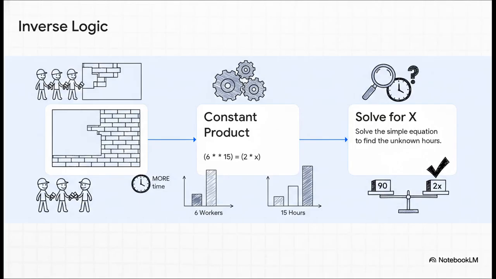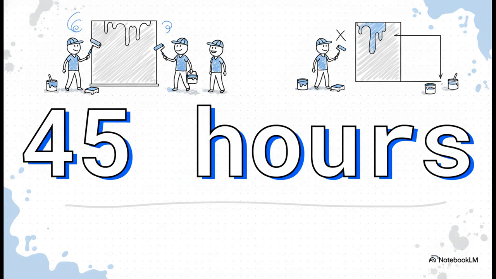So here's the mental shift. We're not using equal ratios anymore. We're using that constant product. The total amount of work hours to paint that wall is a fixed number. So 6 workers times 15 hours has to be equal to 2 workers times X hours. All we have to do is solve that simple equation. And the answer is 45 hours. It makes perfect sense when you think about it. 1/3 of the workers is going to take 3 times as long.